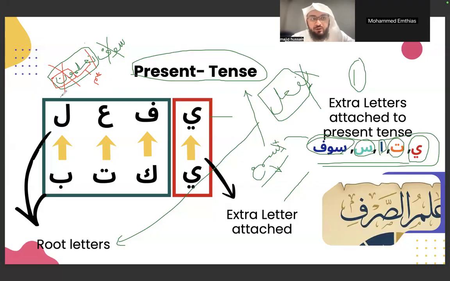This is a small example of sofa ta'lamun from Surah Takathur. Sofa is extra, so we remove it. It's a word in itself, but it always comes in combination with the verb. That's why it's extra. And that's how it is.